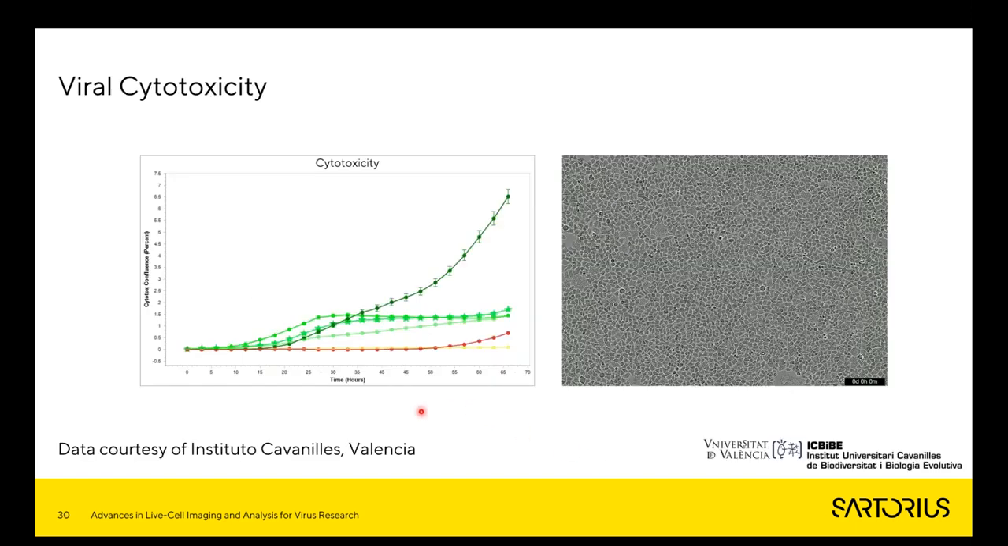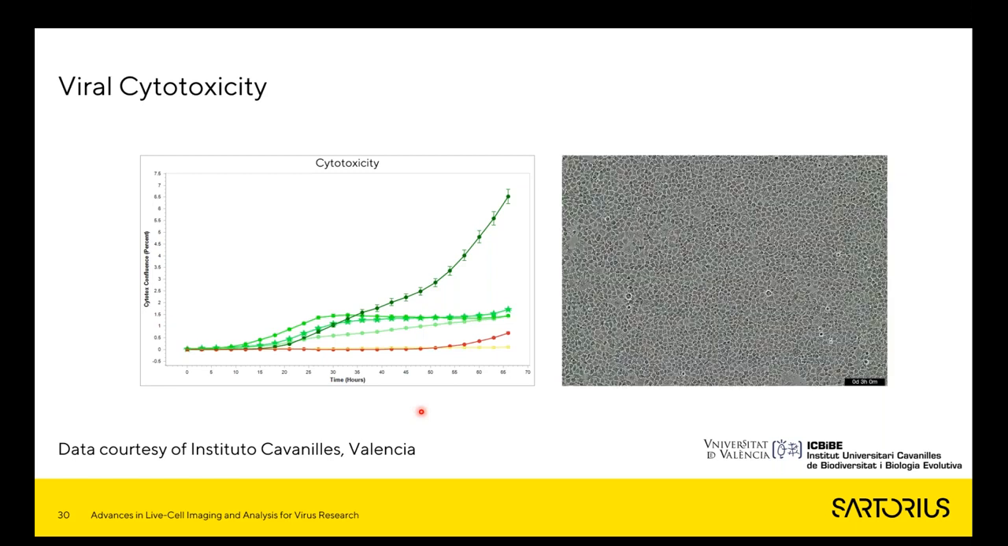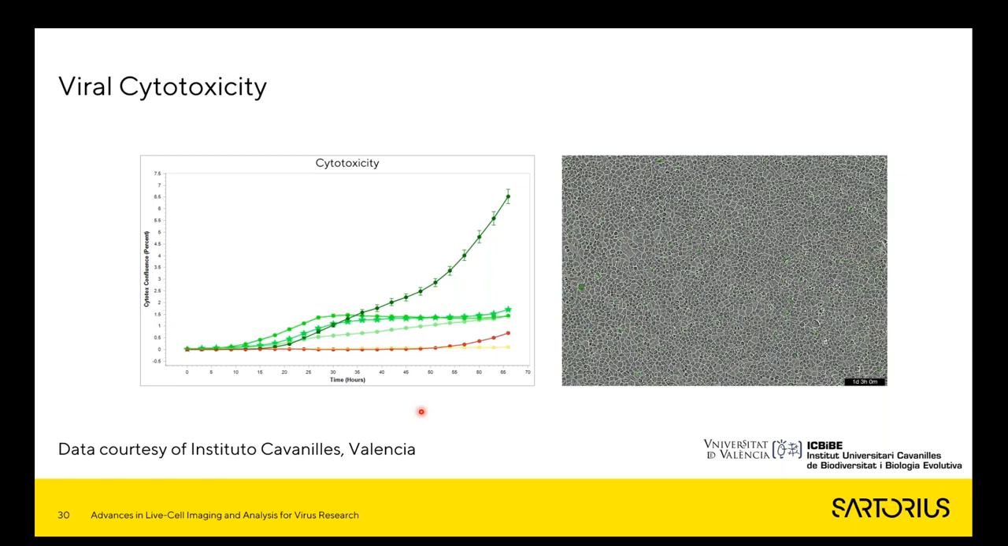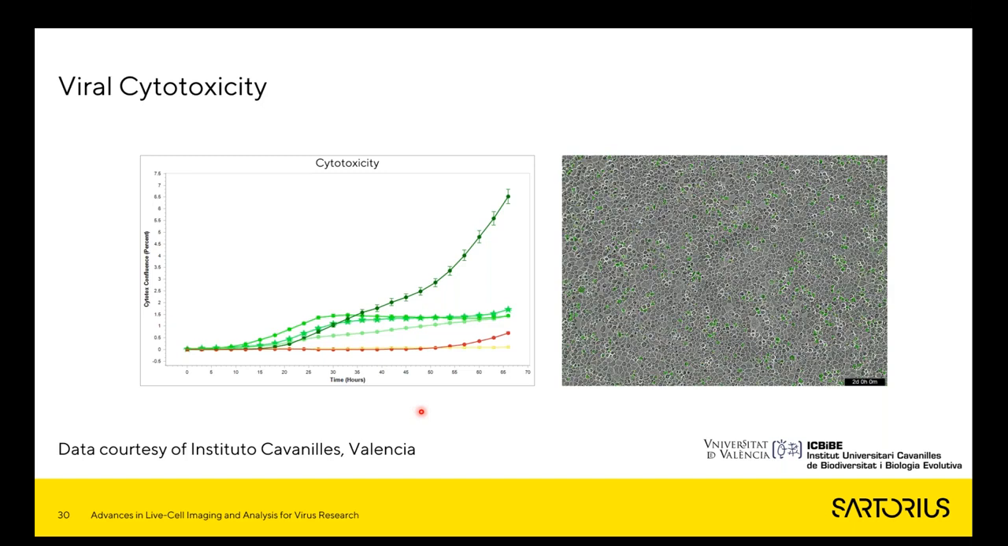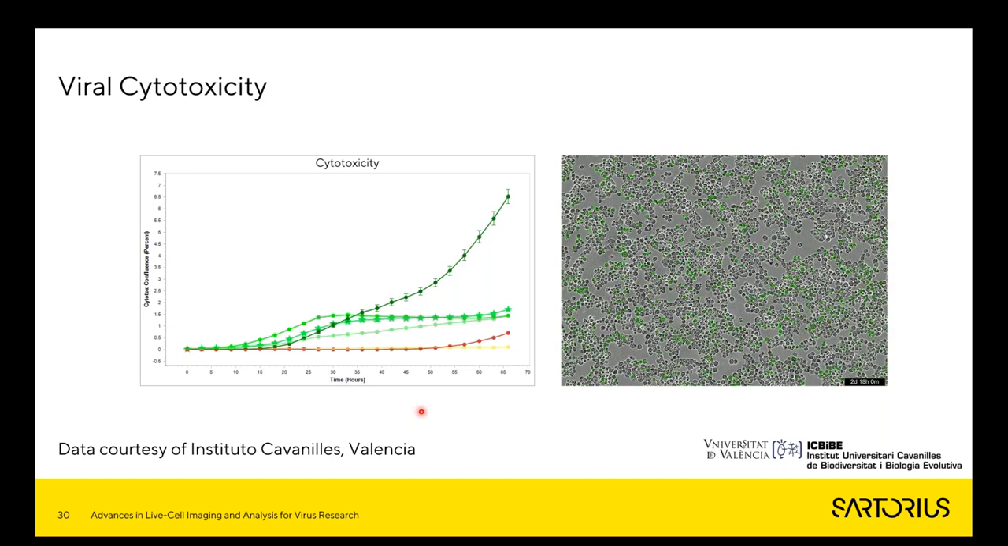So using cytotox, researchers of the Institute of Cavanillas in Valencia were interested in measuring the differences in cytotoxicity upon using different MOIs of a viral strain. What the video here on the right-hand side really nicely shows is the slow increase in the cytotox green signal that's correlated to virus-induced killing of the host cells.